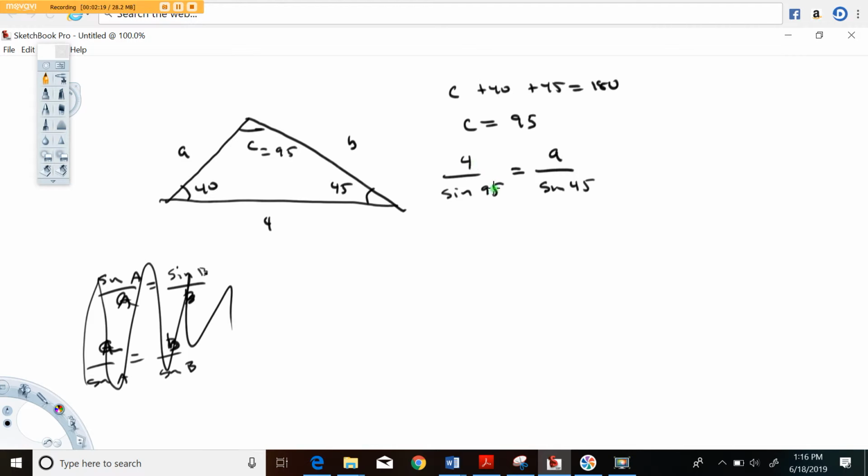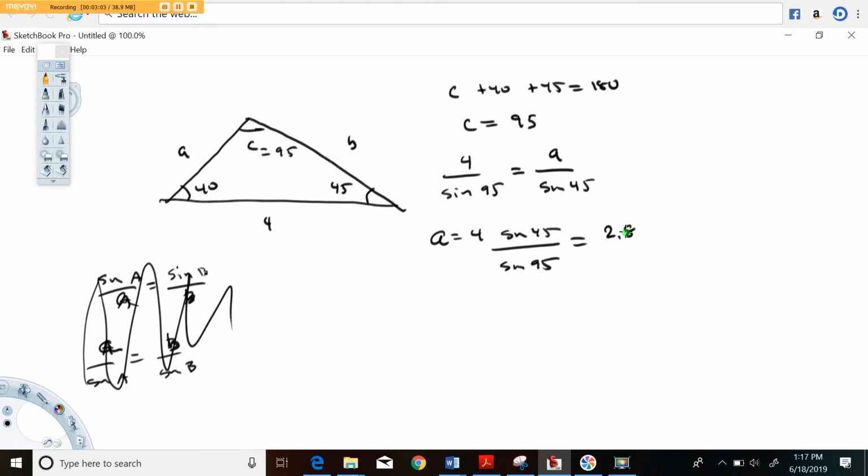So you can write this 4 over sine 95 equals A over sine 45. Alternatively, you could write it sine 95 over 4 equals sine 45 over A. I usually write it so that the unknown is on top. That leaves you with one less algebra step to solve it. So this can be solved by multiplying both sides by the sine of 45 degrees. So we're going to have A equals 4 times sine 45 over sine 95. Would somebody take a calculator and run a value, please? I got 2.8.